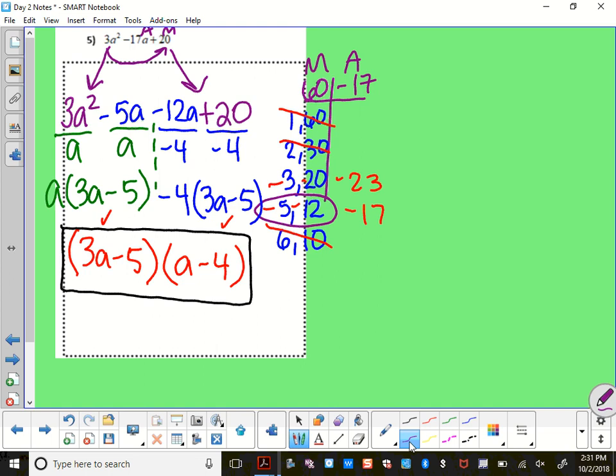The next one. Alright, we're going to skip 6. Let's go down and do 7.